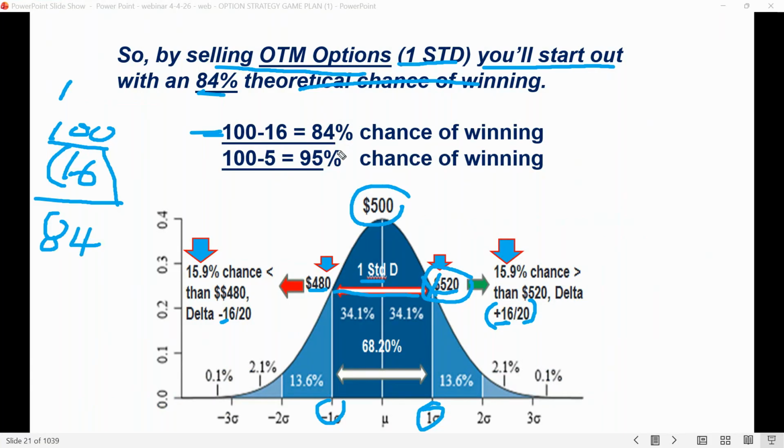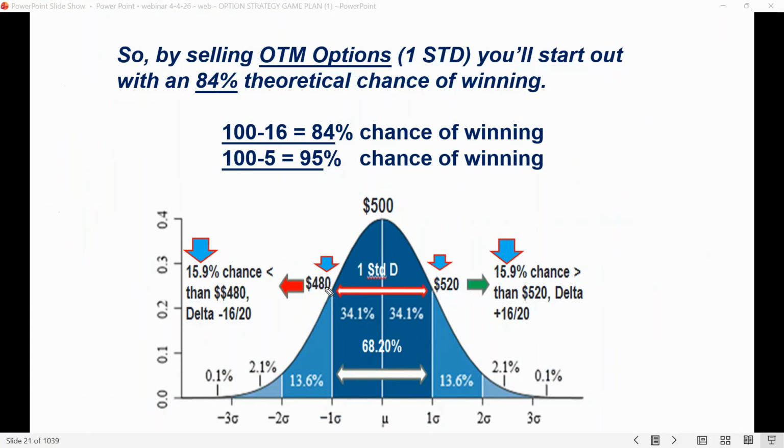And then that tells you theoretically you've got an 84% probability that price will close at expiration below 520 if you were to sell that 520 call strike, or if you sold a 480 put strike, there's an 84% probability that price will be above 480. So this is how you can play the probabilities really quick and understand. Now, if you were to go out 2 standard deviations, basically right there, then you can see that's a 95% theoretical probability of that being a winning trade.